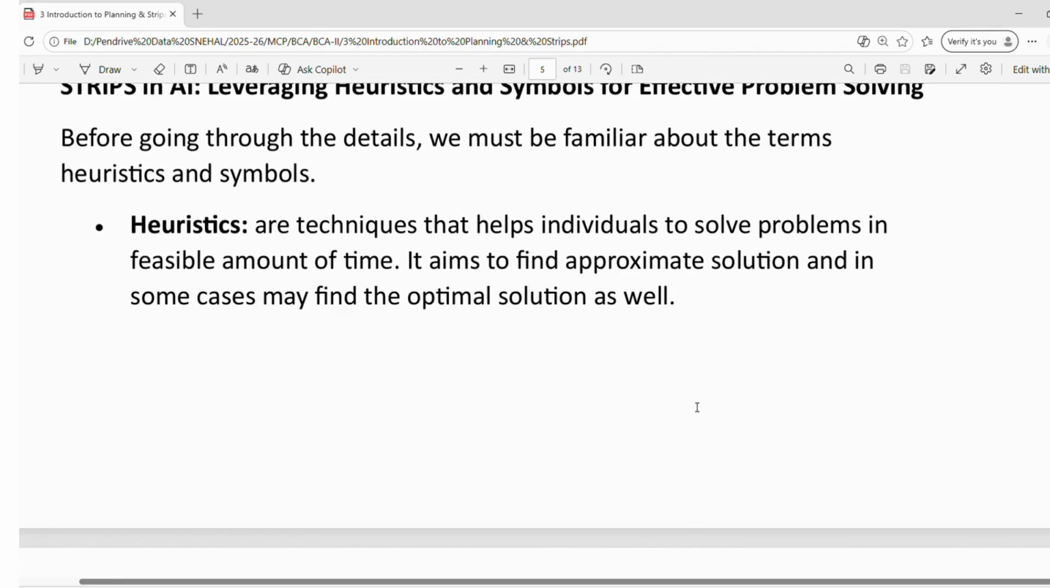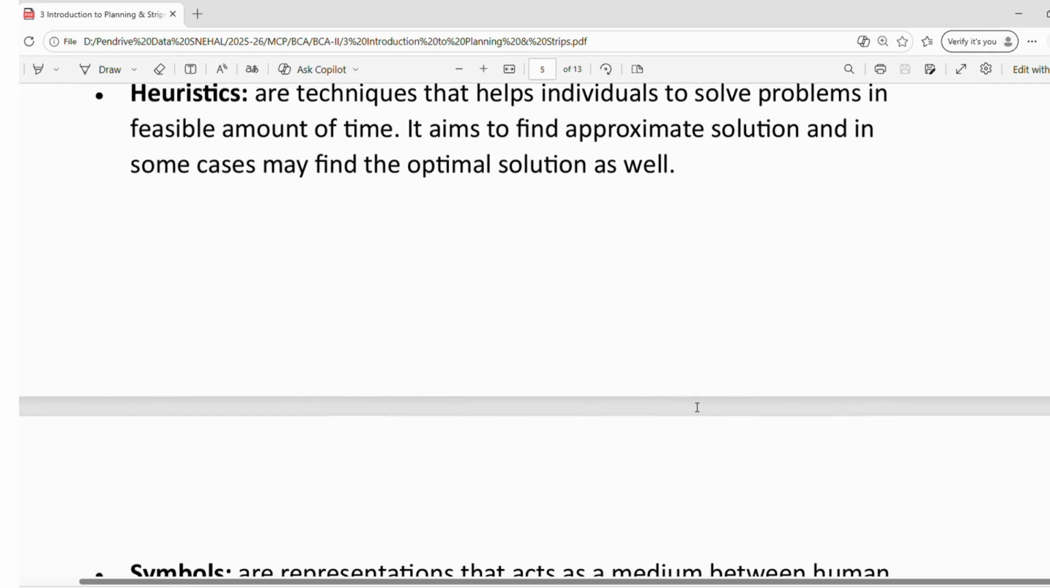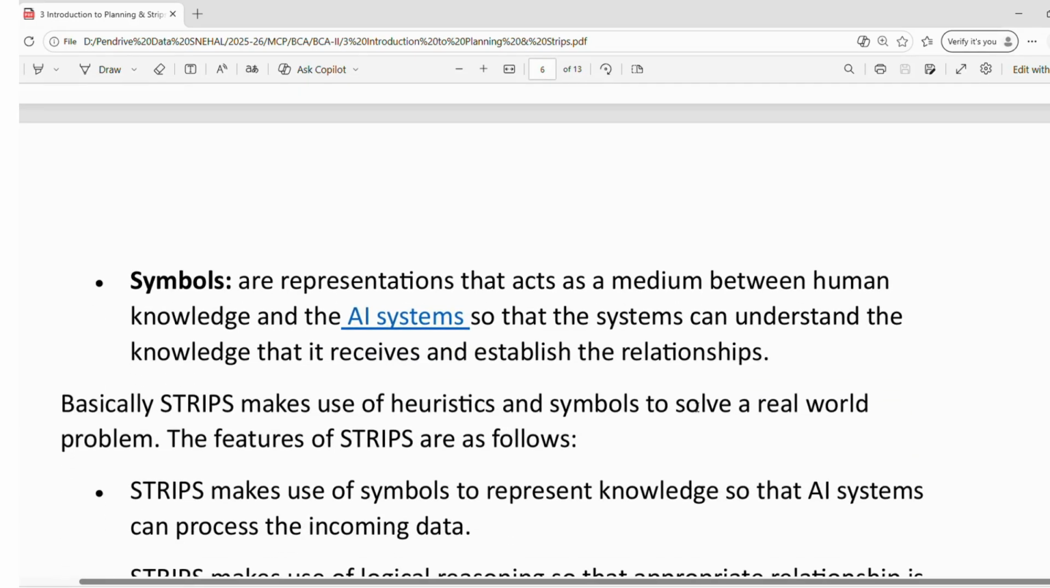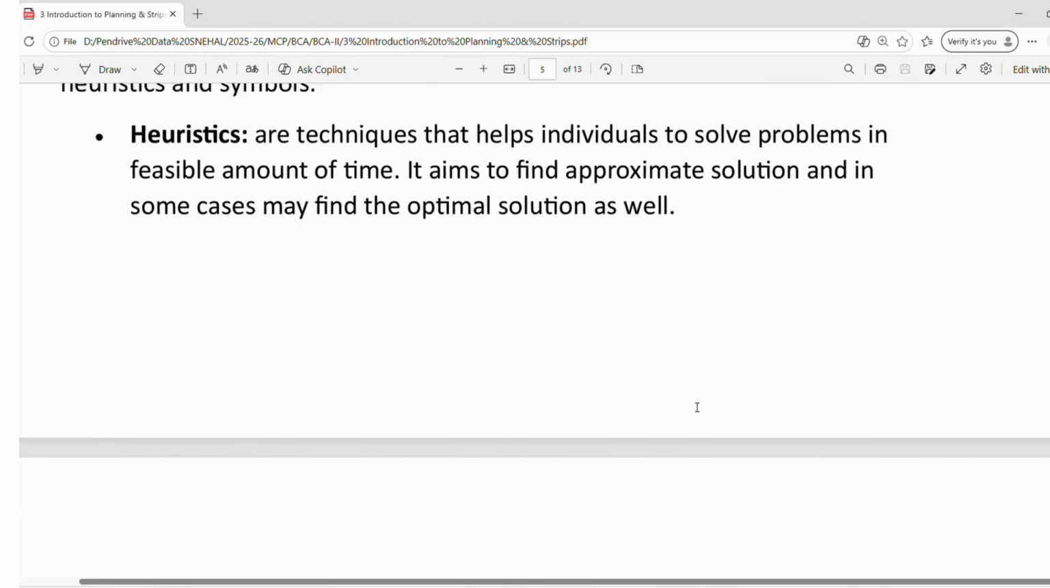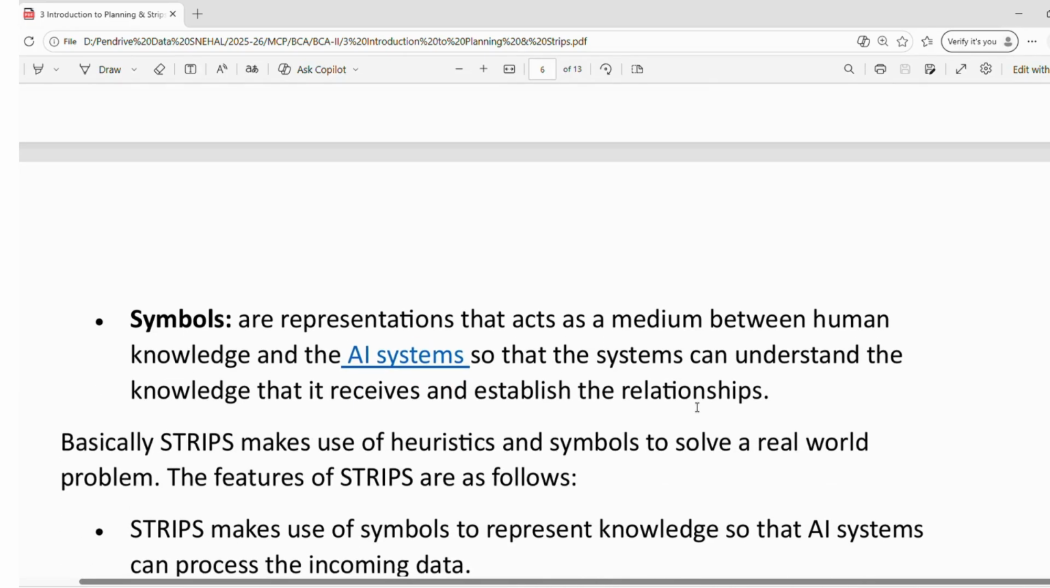Heuristics are techniques that help individuals solve problems in a feasible amount of time. They aim to find an approximate solution and in some cases may find the optimal solution as well. Whereas symbols are representations that act as a medium between human knowledge and AI systems, so that the systems can understand the knowledge they receive and establish relationships. This is what both terms work as. So basically, STRIPS makes use of heuristics and symbols to solve real world problems.